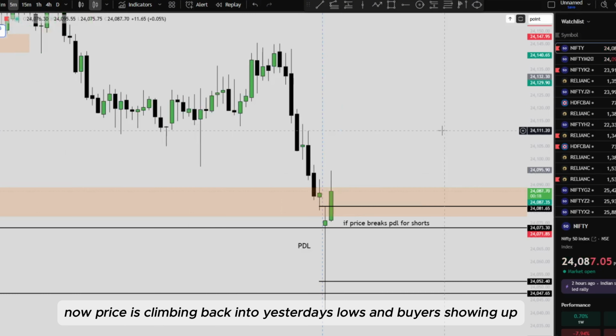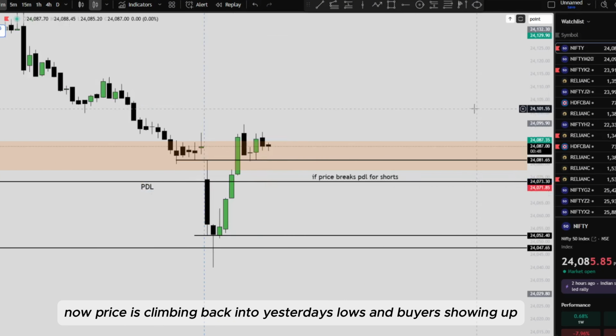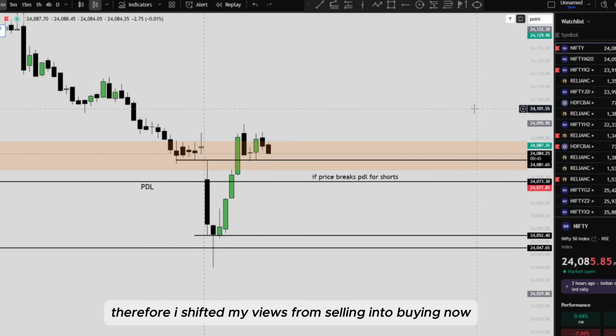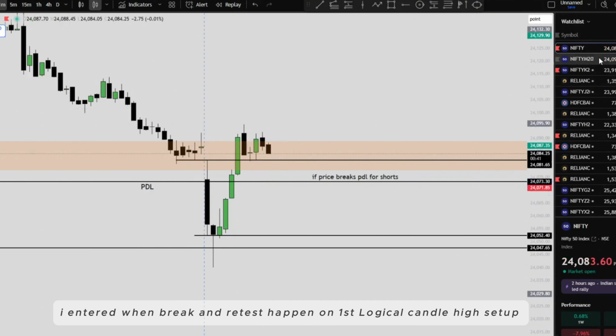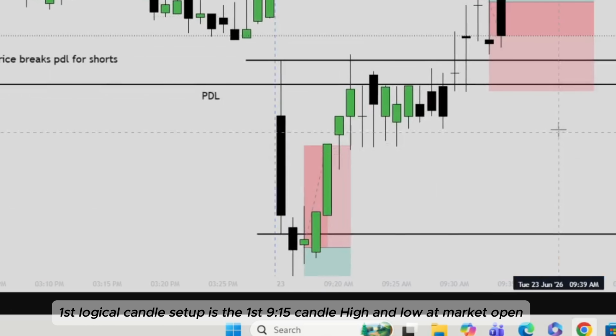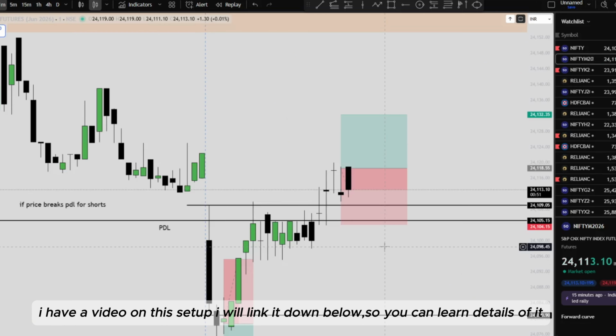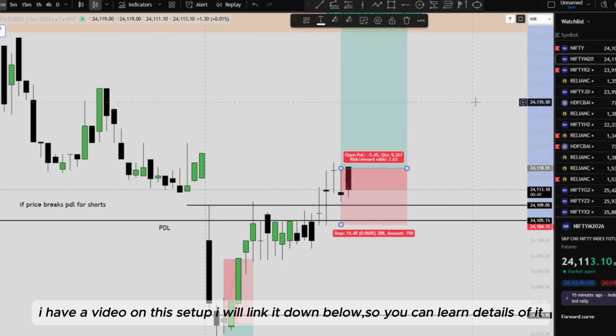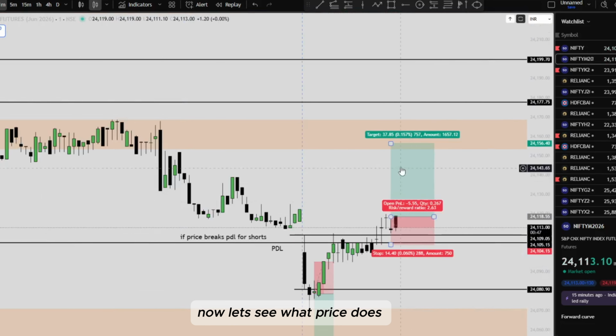Now price is climbing back into yesterday's lows and buyers are showing up. Therefore, I shifted my view from selling to buying now. The dip and run setup. I entered when the break and retest happened on the first logical candle high setup. The first logical candle setup is the first 9:15 candle high and low at market open. I have a video on this setup. I will link it down below so you can learn the details of it. Now let's see what price does.